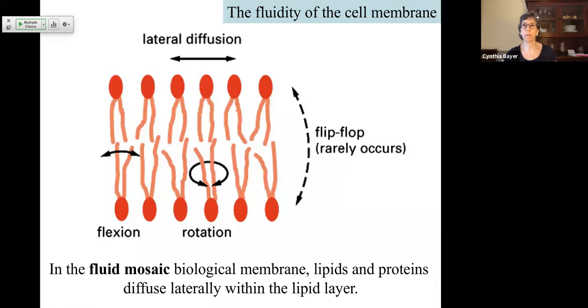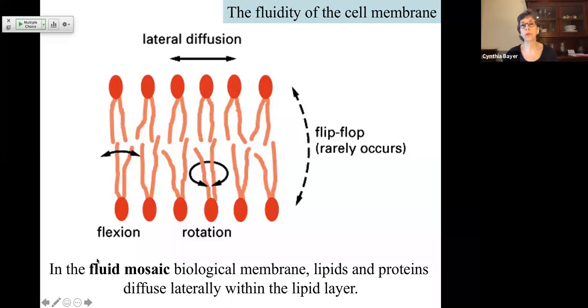That would be a thermodynamically difficult thing to do because we've got this hydrophilic head that's going to have a very hard time passing through this hydrophobic region of the bilayer to get to the other side. And so when that does happen, it would have to be something active. It would have to be something enzymatically catalyzed to actually move a phospholipid from one layer to the other. And we'll see an example of that in a later chapter.